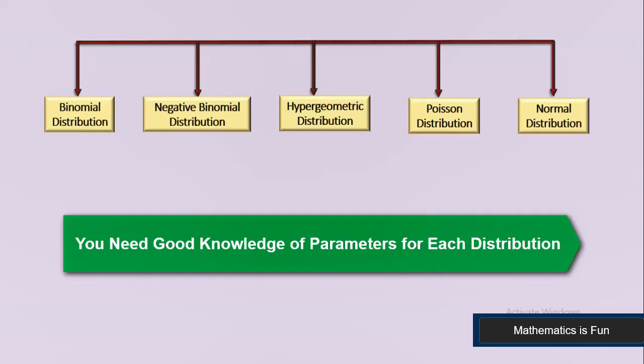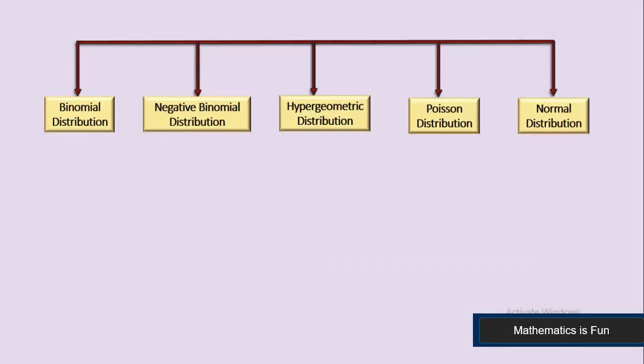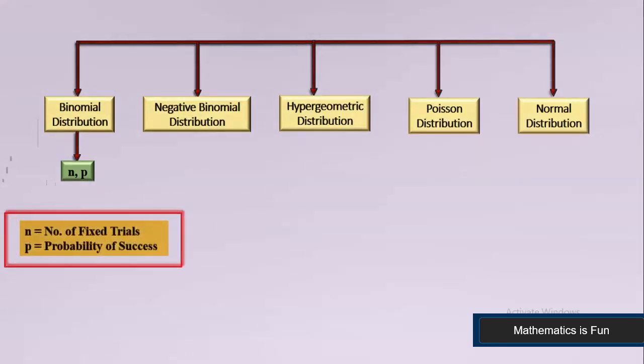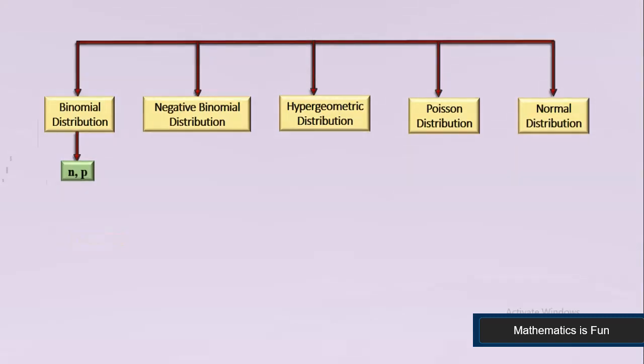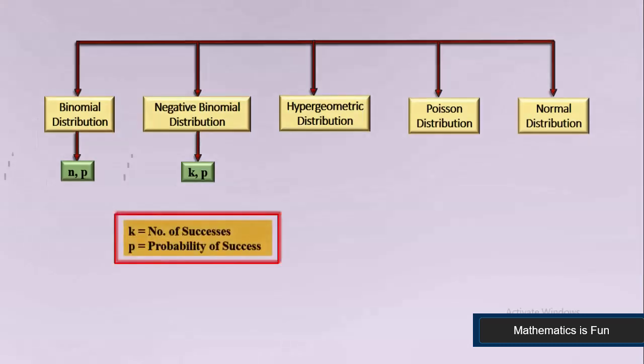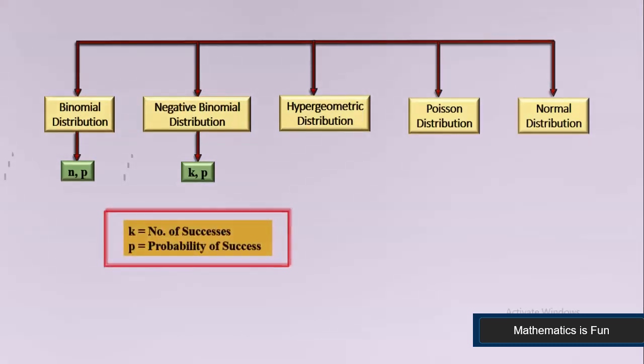that this problem is of that particular distribution. So in the binomial distribution, we have its parameters n and p. Now what is n and p? n is the number of fixed trials and p is the probability of success. Next, we have negative binomial distribution. In negative binomial distribution, we have two parameters which are k and p. So k is the number of successes and p is the probability of success.